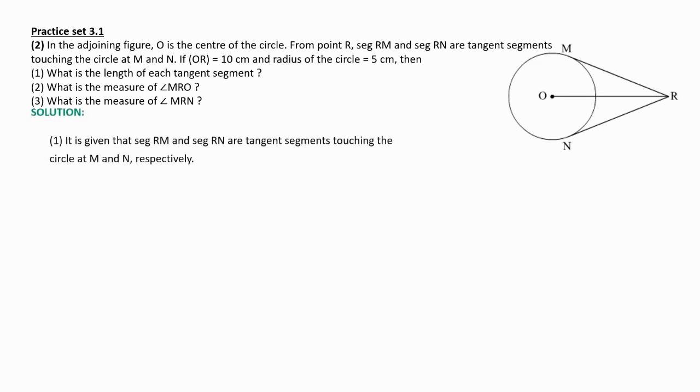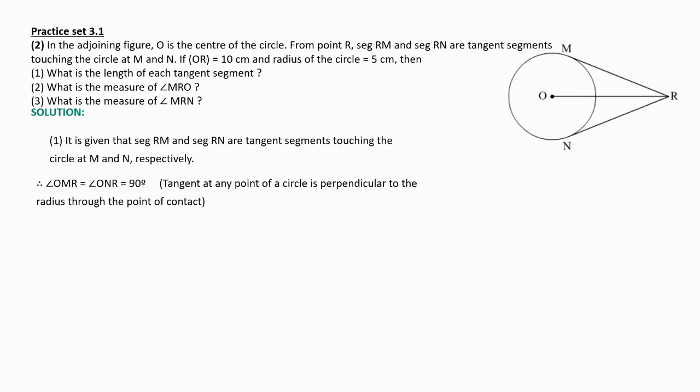Solution. It is given that segment RM and segment RN are tangent segments touching the circle at M and N respectively. Therefore, angle OMR is equal to angle ONR is equal to 90 degrees by the tangent theorem, as a tangent at any point of a circle is perpendicular to the radius through the point of contact. Therefore, OM is equal to 5 centimeters, and OR is equal to 10 centimeters, given in the question.